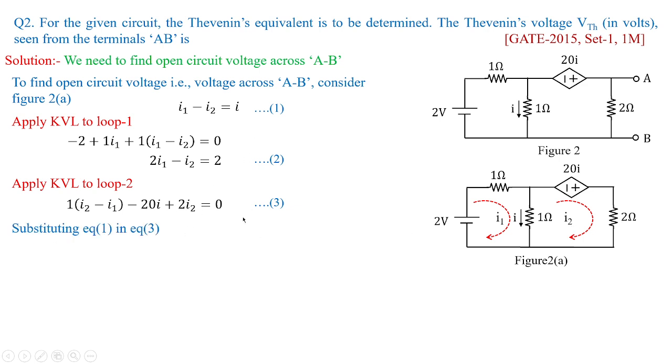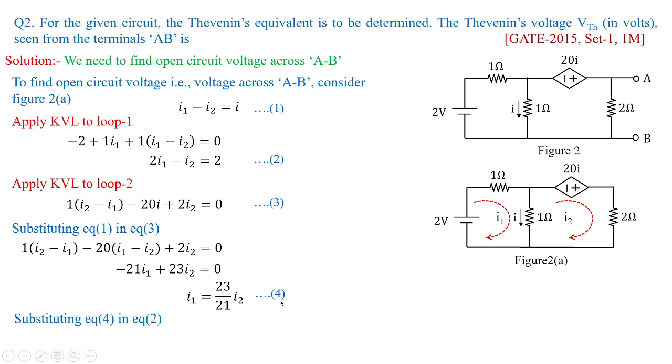Substituting equation 1 into equation 3, I'm going to get I1 equal to 23 by 21 I2. See what we have done? Just 20 is kept as it is, and I is replaced by I1 minus I2. So that is what we have done. Then we get I1 in terms of I2, or I2 in terms of I1. So I am here taking the value of I1 in terms of I2 as 23 by 21 I2.